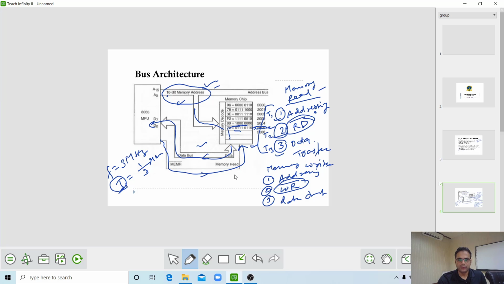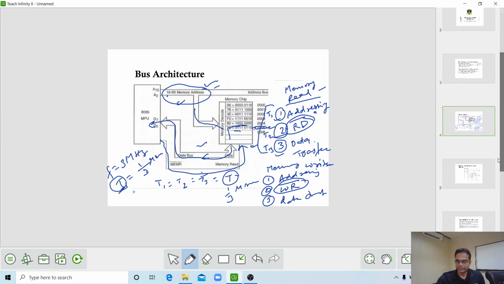So all in all, a total of 3 timing cycles are required, T1, T2 and T3, and all these timing cycles are equal in value, which is nothing but a T time period of 1/3 microsecond. So this is how a microprocessor communicates with memory.